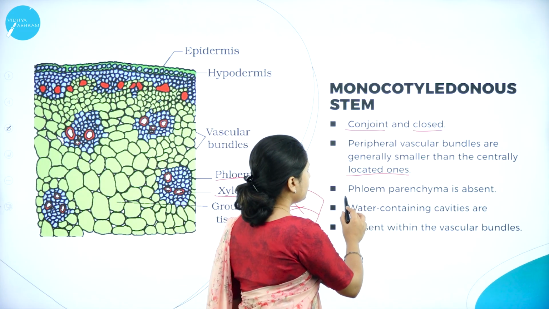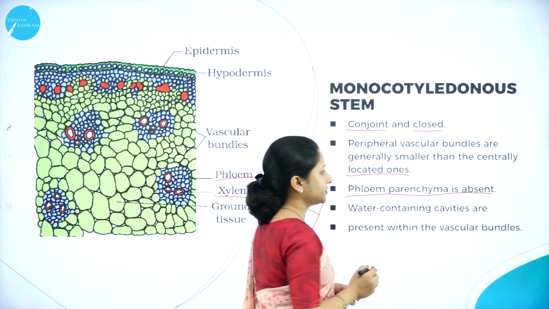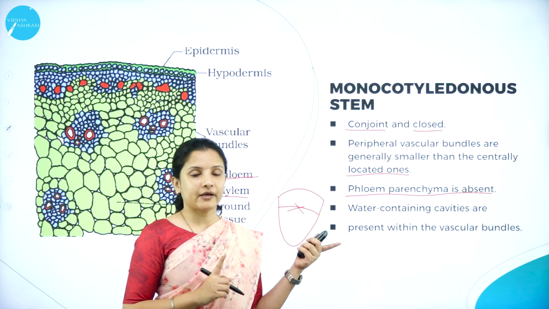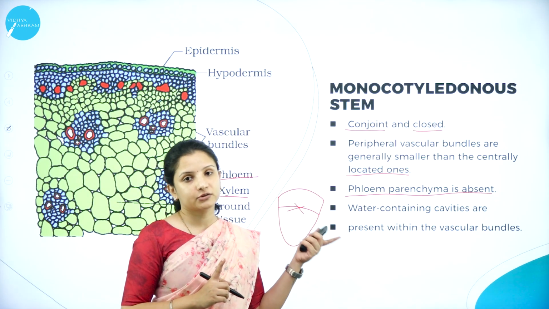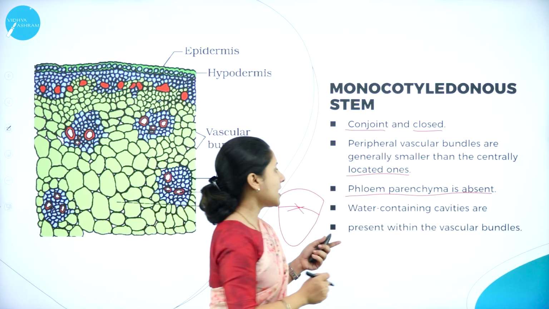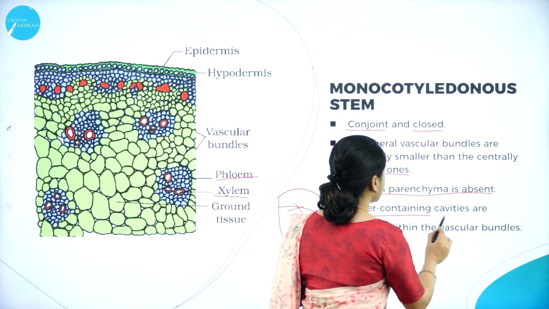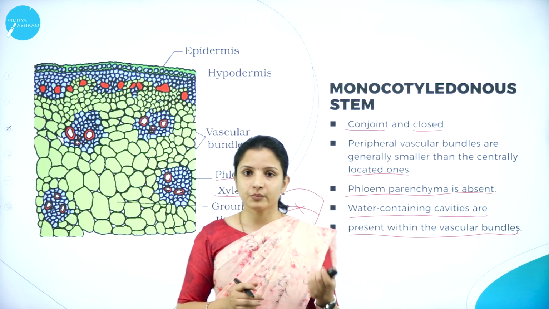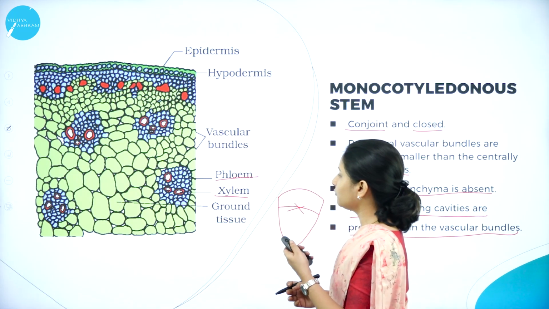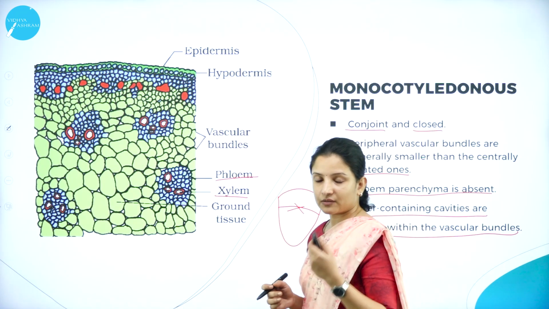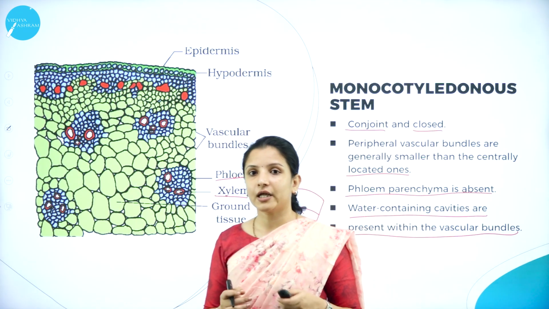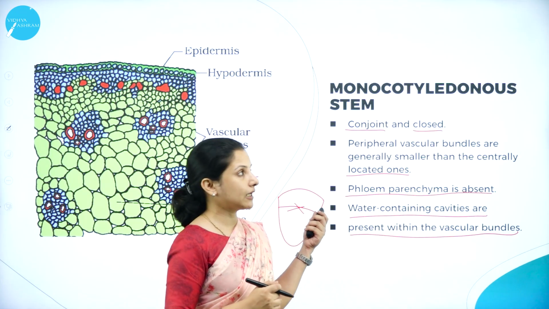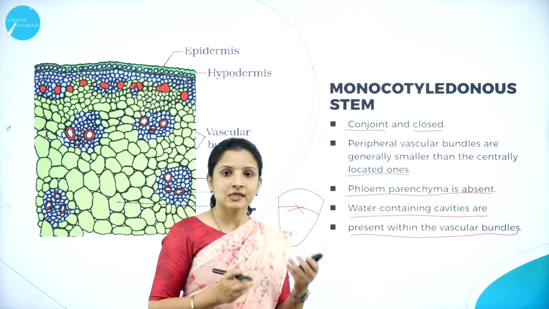And the phloem parenchyma is usually absent. Remember, in the dicot stems, the phloem parenchyma was present, but in the case of monocot stems, it is usually absent, and they have water containing cavities which are present within the vascular bundles. In between the vascular bundles, there are some cavities or hollows which contain water. So these are some of the distinguishing features or characteristics of the monocotyledonous stem.